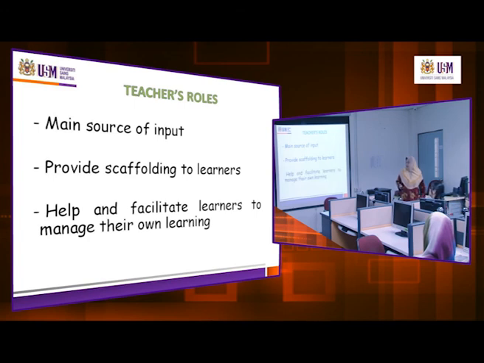The teacher will help and facilitate learners to manage their own learning. So this has a little bit of a feeling of autonomous learning. A little bit, not too much, but there is some opportunity where learners manage their own learning. A little bit of autonomous learning is being practiced in this approach. Okay.